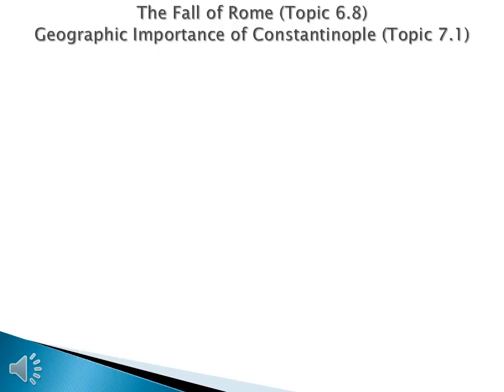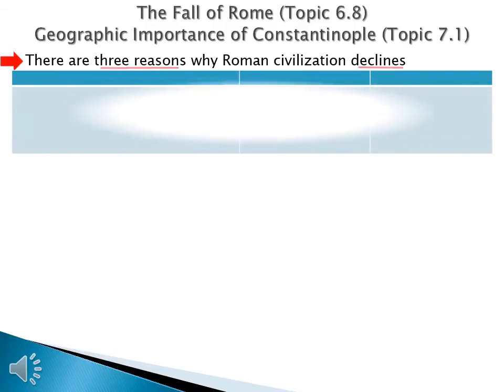Now that we've reached the height of Roman civilization, we need to talk about the fall of Rome, topic 6.8, and the geographic importance of Constantinople, topic 7.1. There are 3 reasons why Roman civilization declines. We have political issues in Rome and outside of Rome, we have economic issues, and we have social issues.